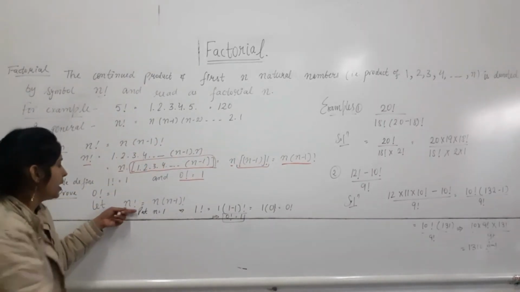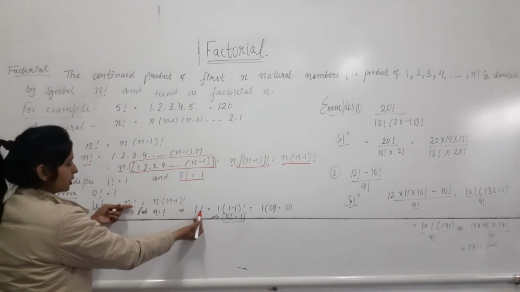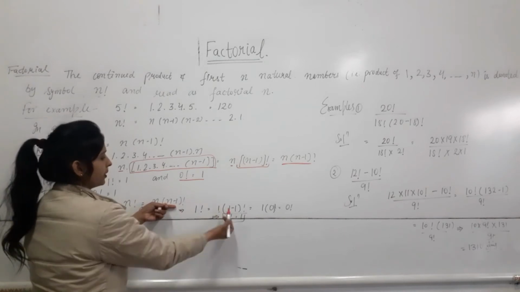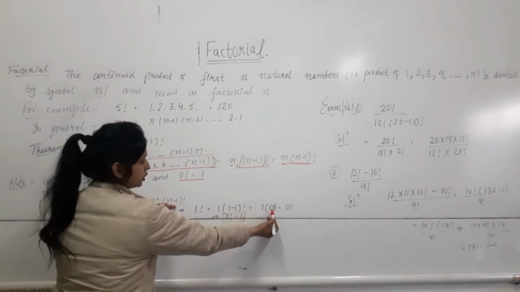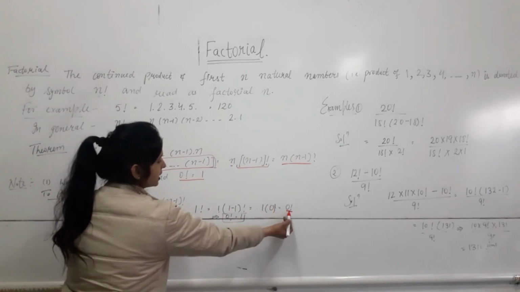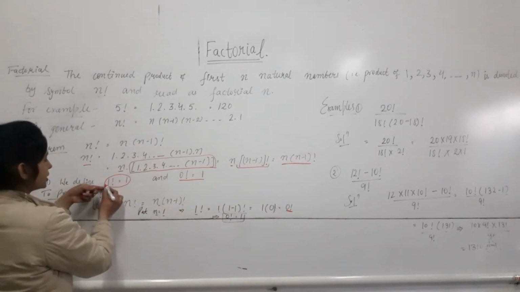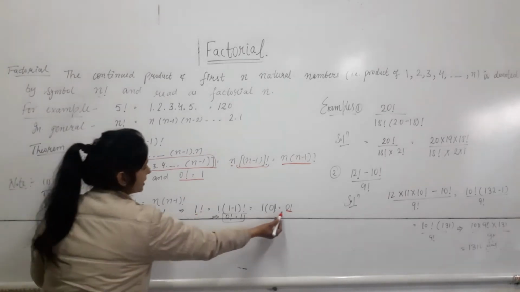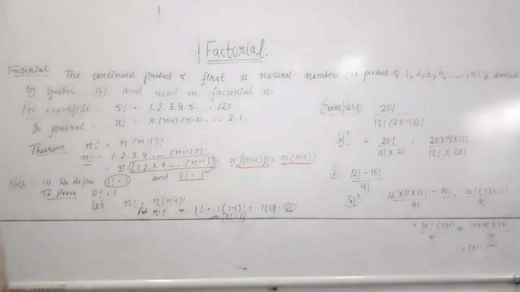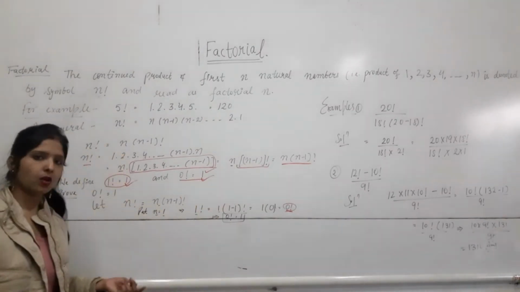Now we put n equal to 1 in place of n. 1 factorial equals n, which is 1, into n minus 1, which is 1 minus 1, that becomes 0 factorial. So 1 factorial equals 1 into 0 factorial, which is 0 factorial. And as you know, 1 factorial is equal to 1. So 1 equals 0 factorial. That's why 0 factorial equals 1. Remember always: 1 factorial is equal to 1 and 0 factorial is always equal to 1.